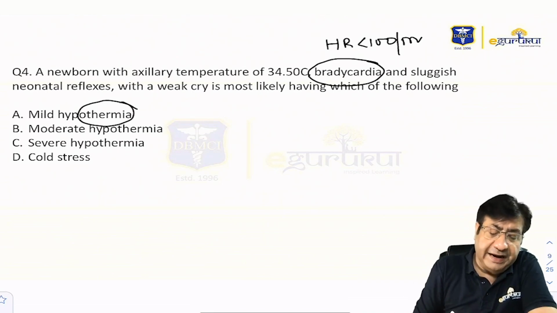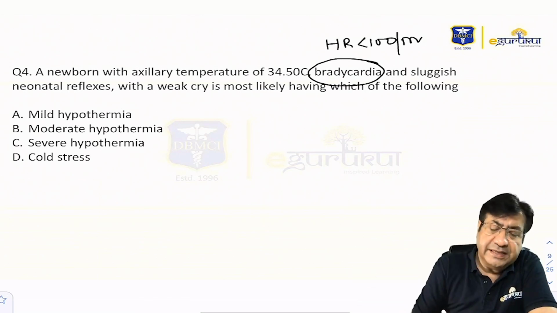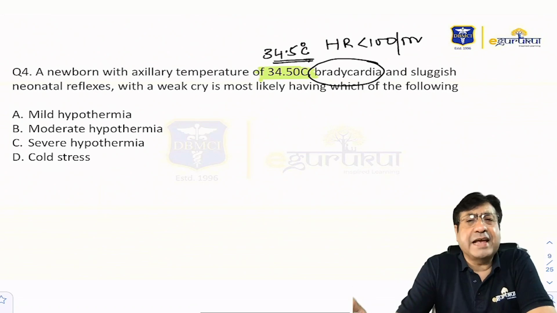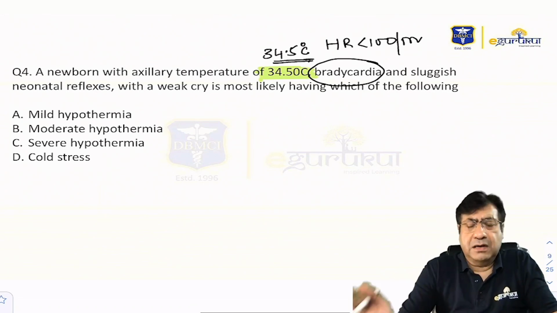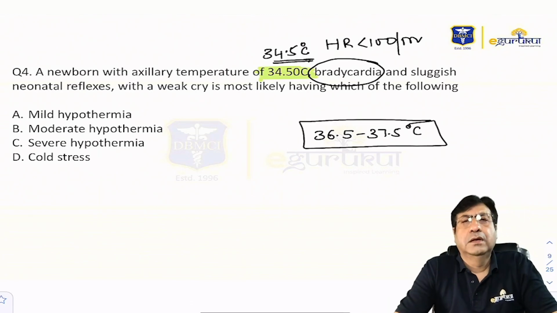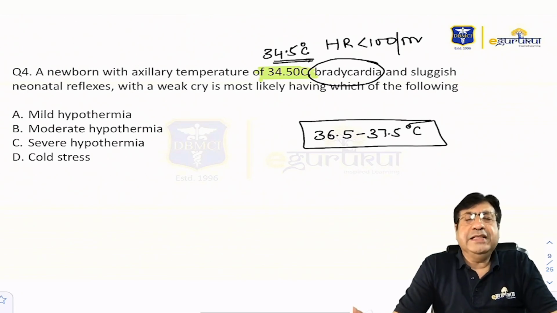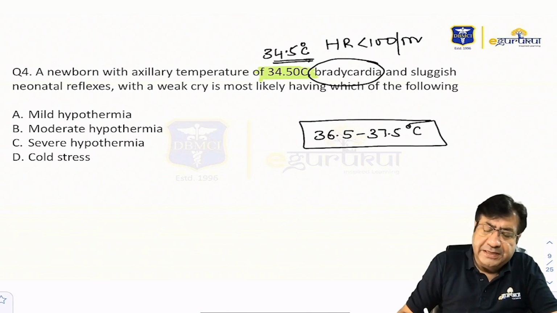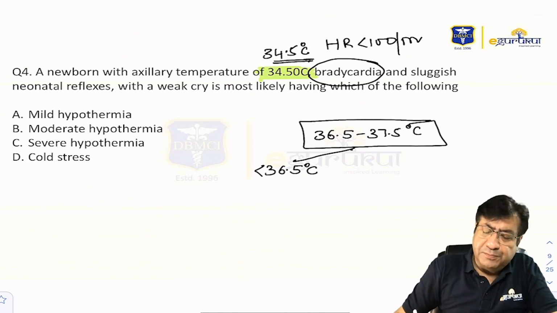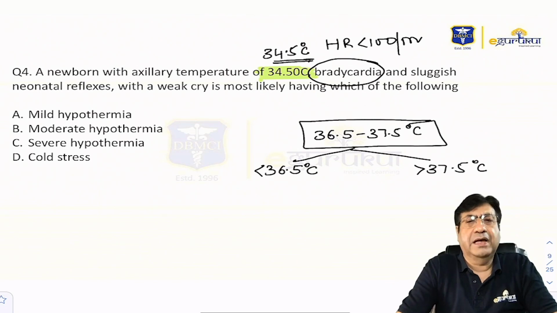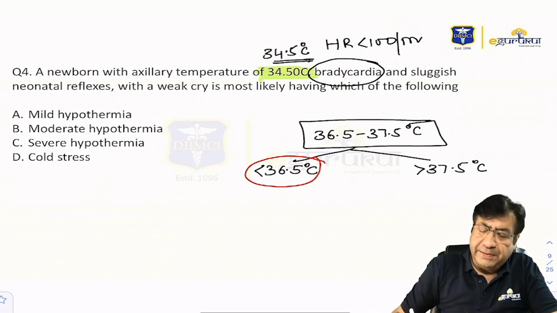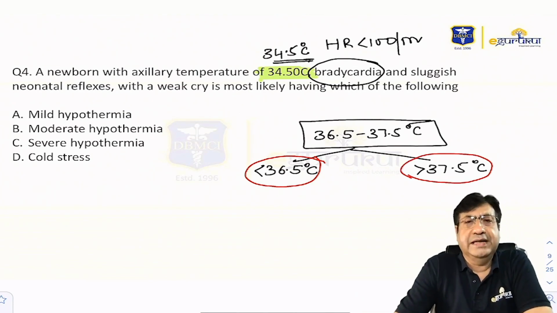Now the question is, what grade of hypothermia is present in this child, considering that the temperature of the child is 34.5 degrees centigrade? So first you should know, is this hypothermia or not? Taking axillary temperature as the benchmark, the normal axillary temperature of a newborn is between 36.5 to 37.5 degrees centigrade. An axillary temperature less than 36.5 degrees centigrade is called hypothermia, while an axillary temperature more than 37.5 degrees centigrade will be called hyperthermia.